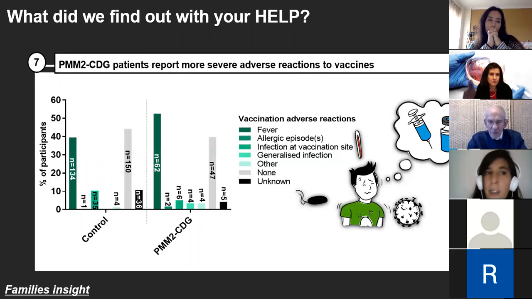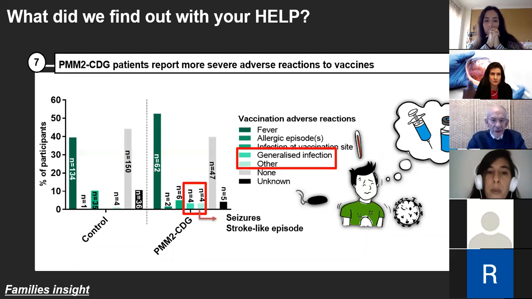Our seventh and last result for today is related to vaccinations. The wide majority of PMM2-CDG patients were reported to be vaccinated and to comply with all the recommended vaccines, but also they were reported to have more severe adverse reactions to vaccines, including generalized infections. Seizures and stroke flags were also reported by the families to associate with vaccines.